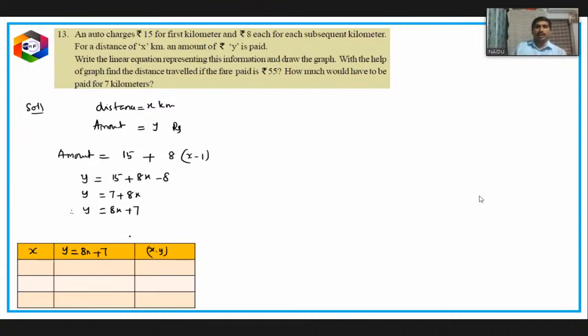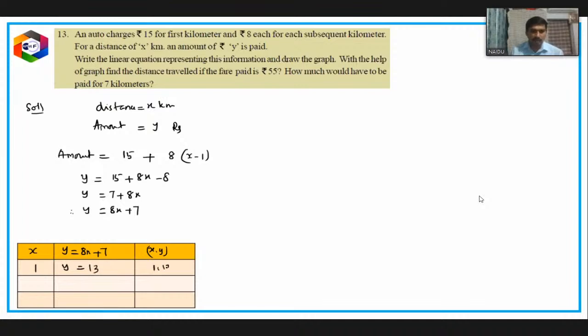So children, here what I am going to do is, x kilometers. Kilometers means 1, 2, 3, 4 like that only. It will not be that much, and it is asked also 7 kilometers, 6 kilometers range only. So I am going to take x equals 1 only. So what will be y? 8 into 1 plus 7. Sorry, 8x minus 8. Okay, 15 minus 8 will be equal to 7. Okay, so x equals 1. 8 ones are 8 plus 7, which is equal to 15.